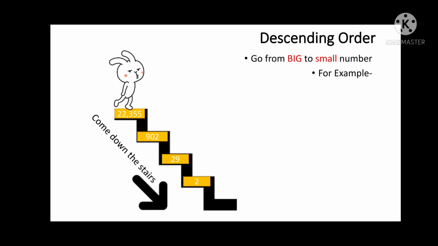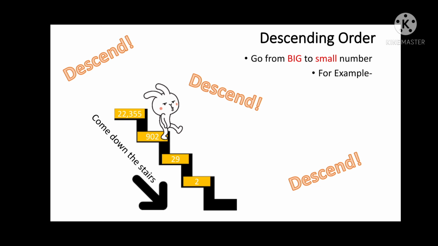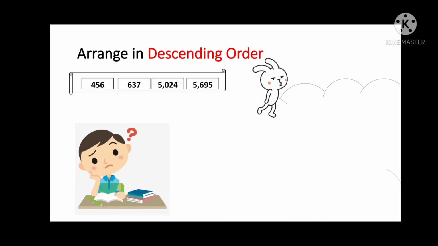Let's solve one more example of how to go from big number to small number. Here, the bunny is standing on 22,355. A number that is of lower value is, descend, 902. Descend, 29. Descend, 2. So the bunny has now descended and come down the stairs.